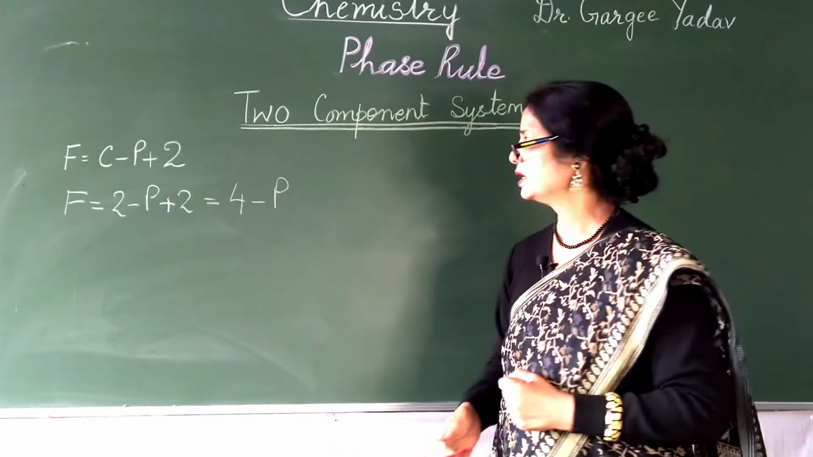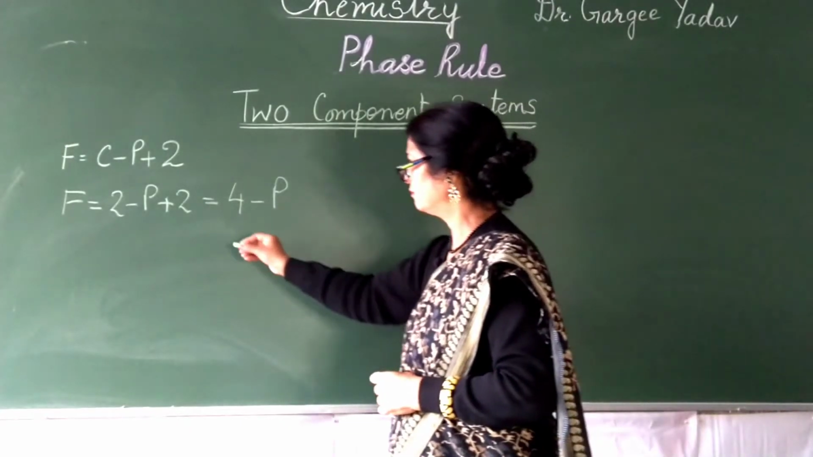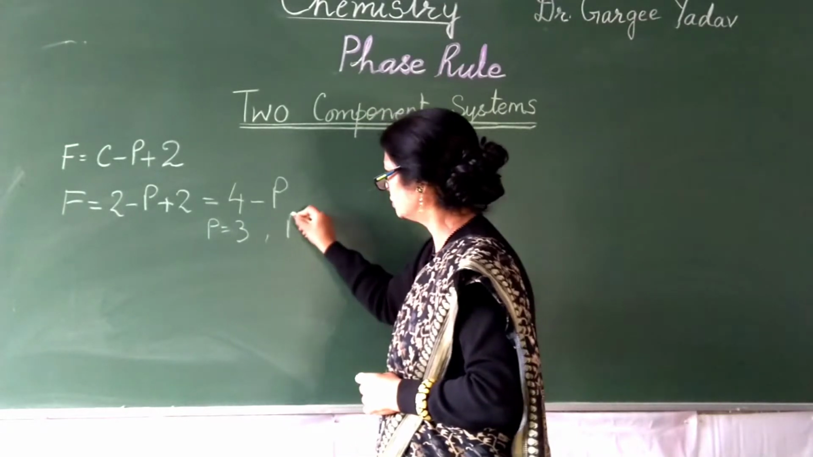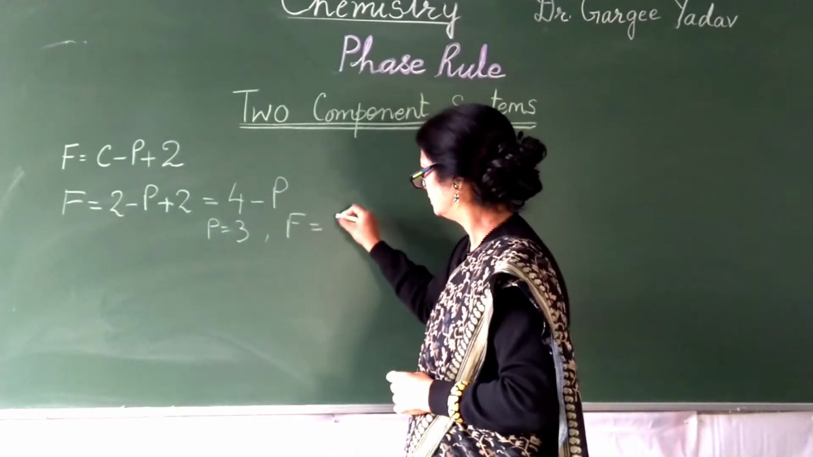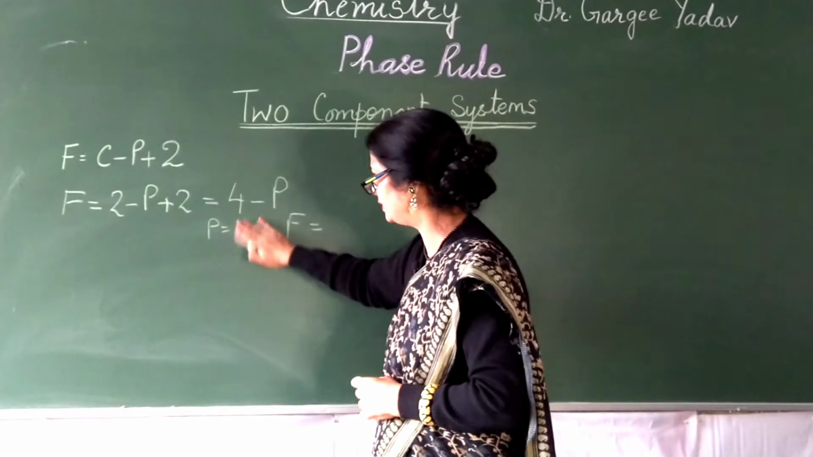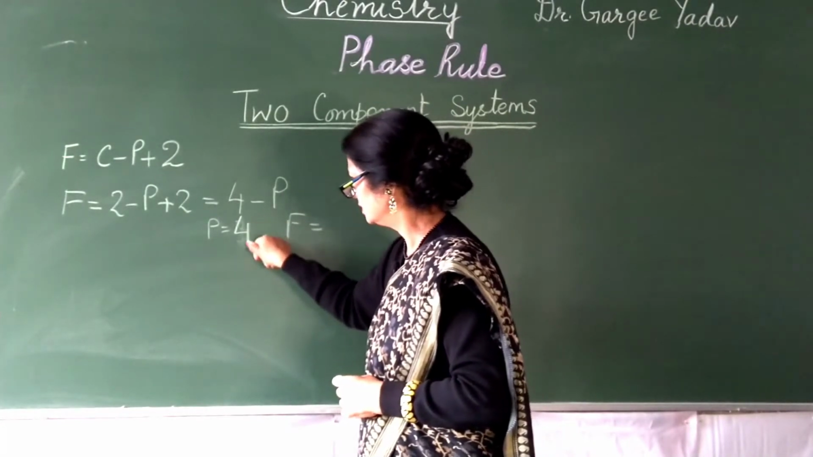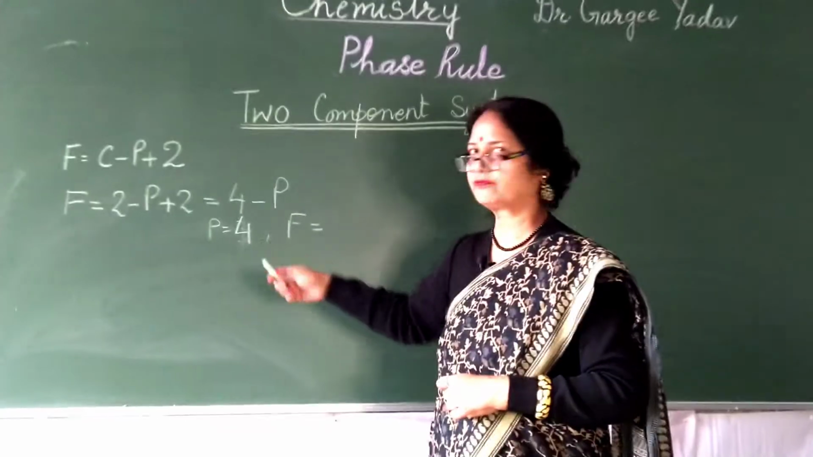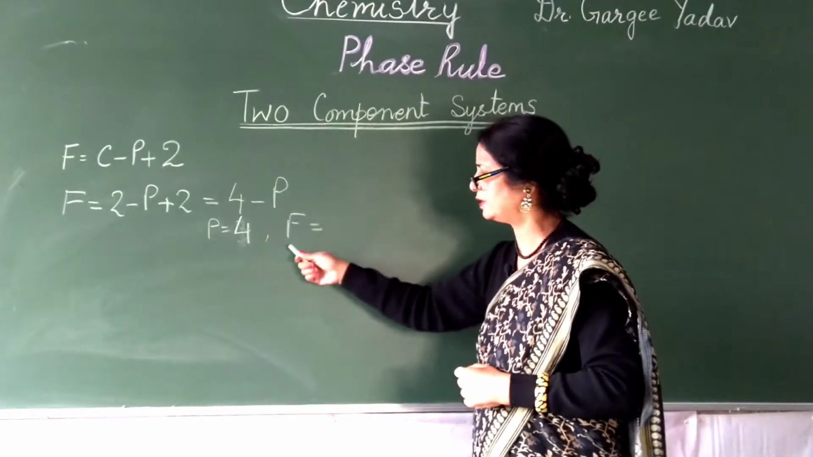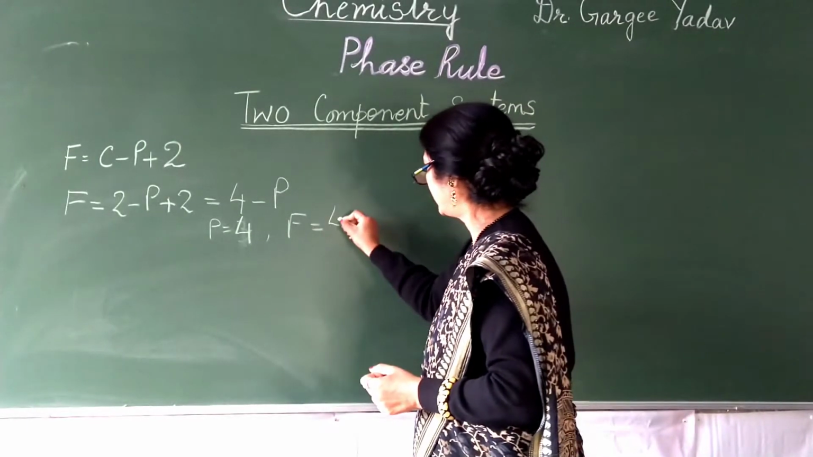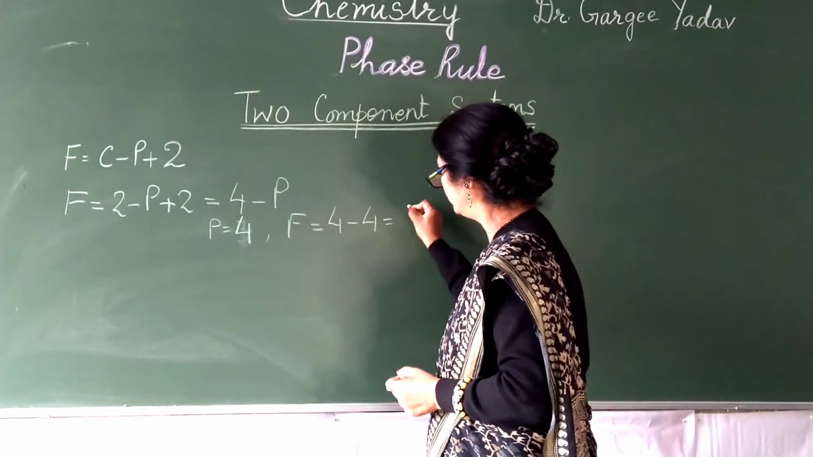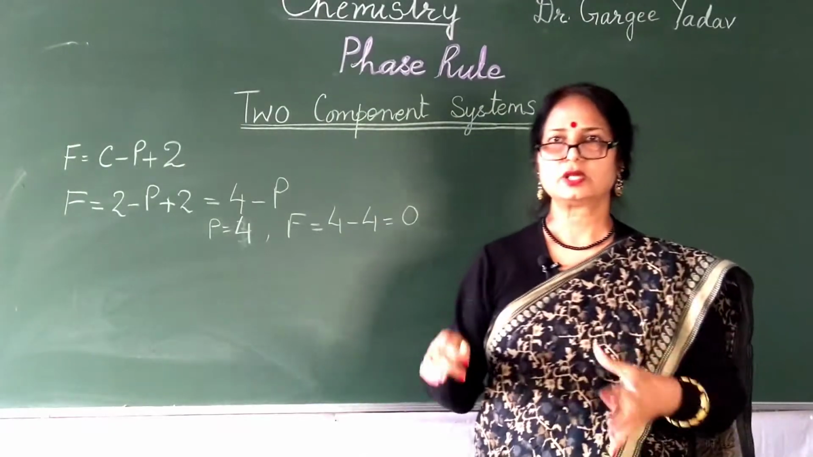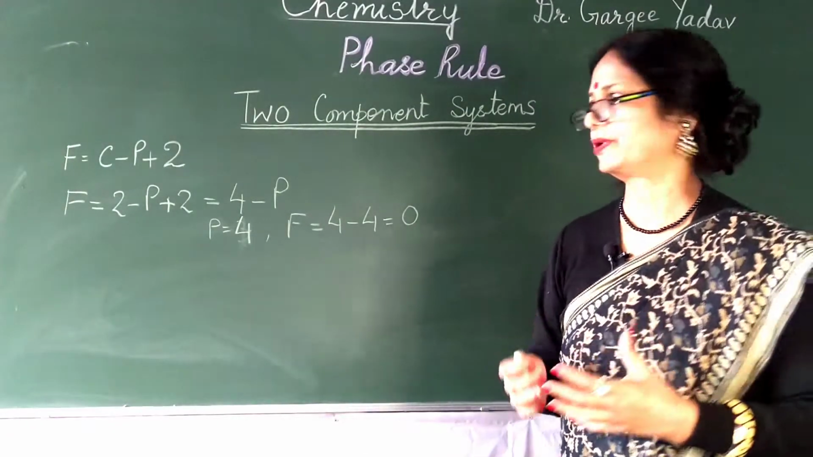Now suppose there are three phases present. When P is equal to 3, then F will be equal to how much? Sorry, let us take P is equal to 4, the maximum number of phases which can be possible here. 4 phases are present in the system. Then F will be equal to 4 minus 4, and this will come out to be 0. This means the system will be invariant when 4 phases coexist together in a two component system.